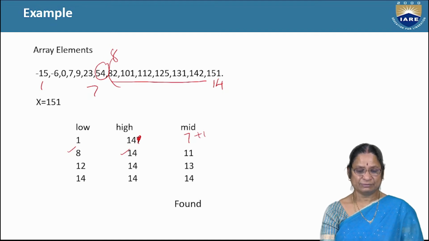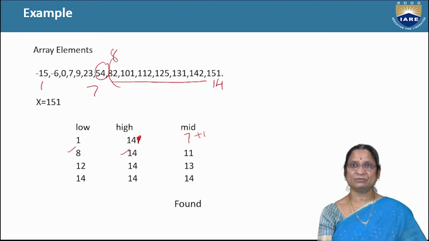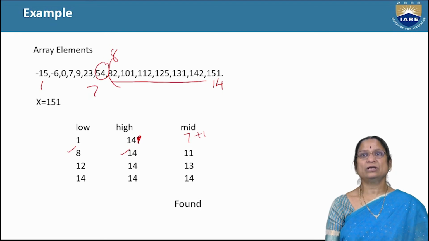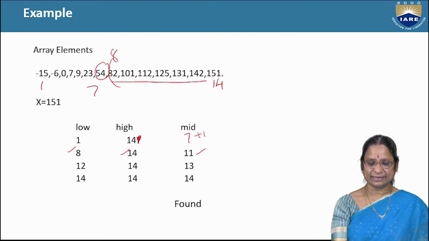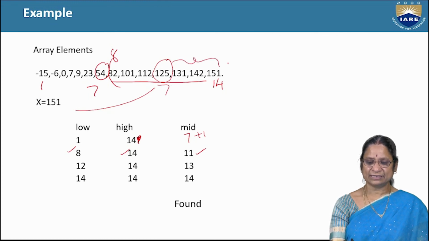Again I will do the same process. I have done it iteratively in the algorithm, but we can write a recursive algorithm also. (8 plus 14) by 2 means 11, so you get the 11th element: 8th, 9th, 10th, 11th, with 125. Again 151 is greater than 125, so again we have to consider the next half of the list.